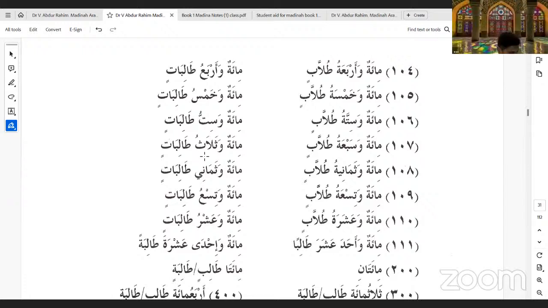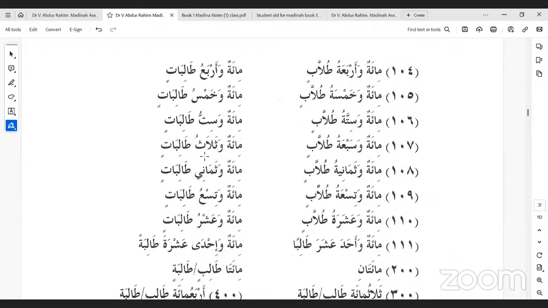Then Miyatun wa Samaniyatu Tullabin is 108 male students, and Miyatun wa Samani Talibatin is 108 female students. Miyatun wa Tis'atu Tullabin 109 male students. Miyatun wa Tis'u Talibatin 109 female students.